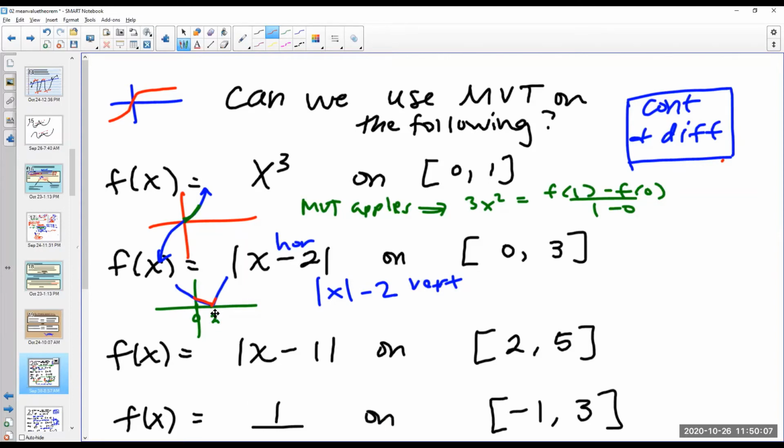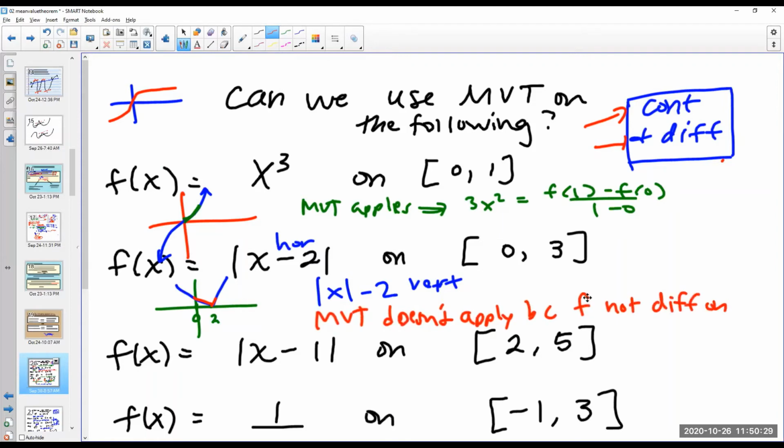Question, does MVT apply on this red part of the function? No. What's the reason? Sharp turn. Actually, you can tell me the function's not continuous, or you can tell me the function's not differentiable. Not differentiable. So you would say MVT doesn't apply because the function is not differentiable. When you say differentiable, you have to say on the open interval, because that's the definition of MVT: differentiable on the open interval and continuous on the closed interval, brackets. Okay, is everybody good so far?